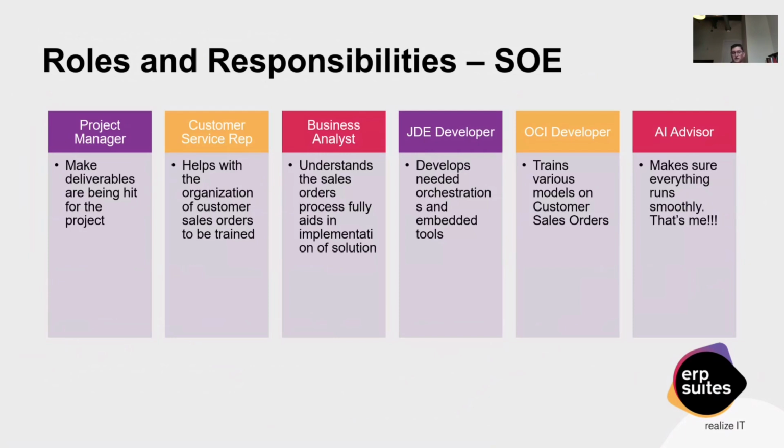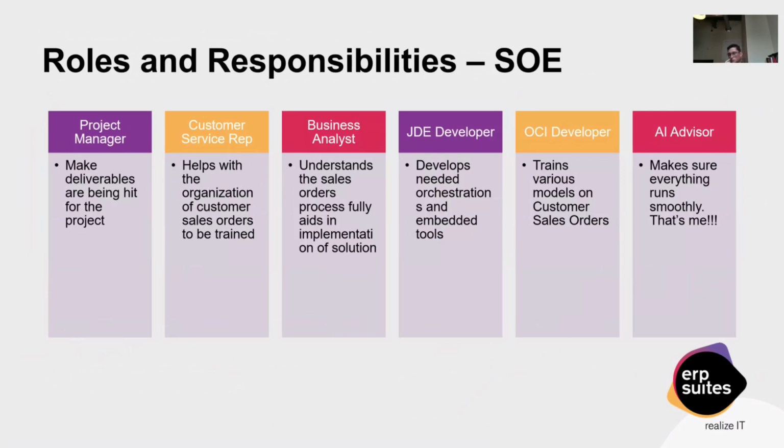And then also the JD Edwards developer. Again, at ERP Suites, you want to partner with us. We do have JD Edwards developers that will build out the orchestrations and really embed the tool inside of JD Edwards in P4210. And then the OCI developer. That's the one who really trains the models, right? Gets the handwritten documents, PDFs, what have you, inside of OCI and actually trains them. And then that's me on the end, just the AI advisor, making sure everything runs smoothly. I'm just there, a fly on the wall, but also helping everyone, educating when I see fit, and helping our team as well with the process and understanding the business requirements. So I just thought it'd be fun to add me in the corner there.